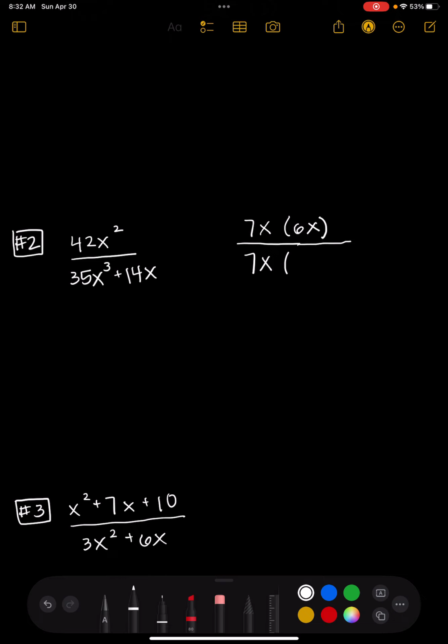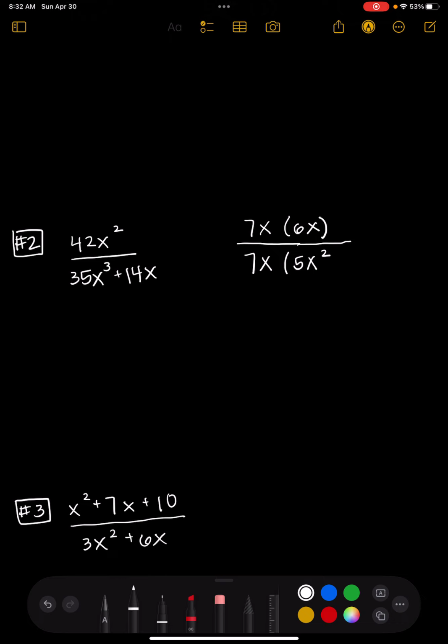Then on the bottom, we're going to have to take a 7x out of both chunks. If I do 35 divided by 7, I should get 5. And then x cubed take away x would give me x squared, because that's like 3 x's take away 1 x. Oh, sorry, I just said 2 and then I wrote 3. Let me try that again.